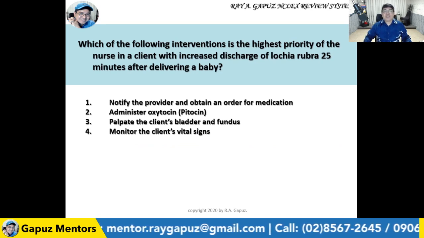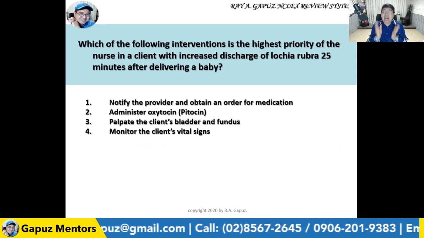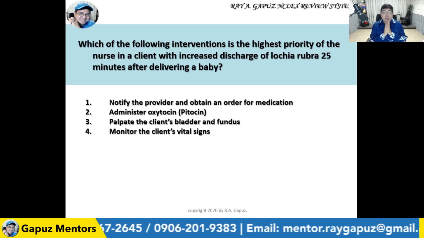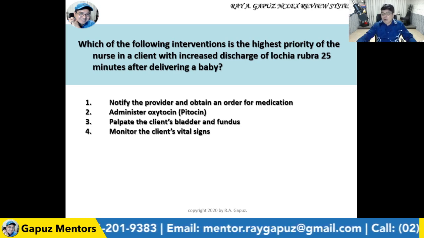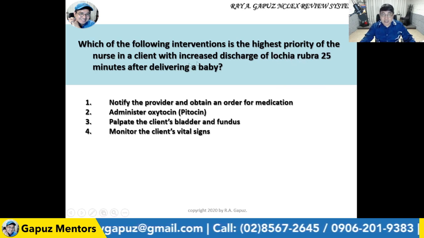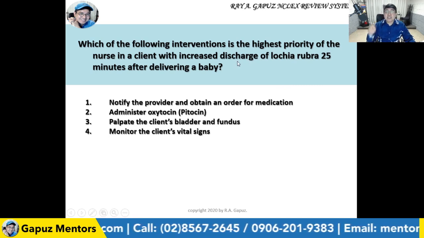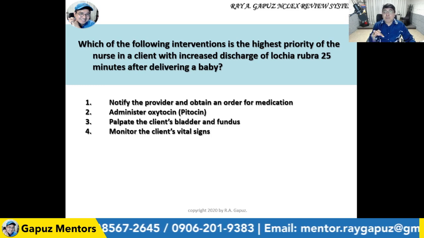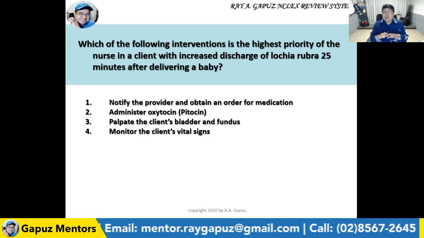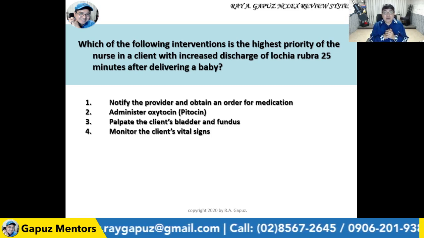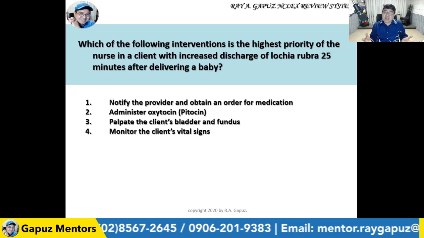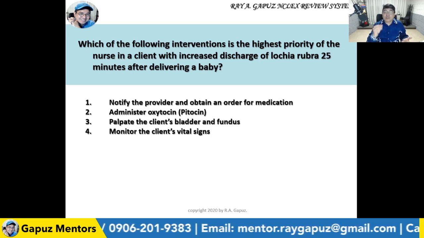So here's another question. Which of the following interventions is the highest priority of the nurse in a client with increased discharge of lochia rubra 25 minutes after delivering a baby? Of course, lochia rubra occurs several days after delivery, and it's the reddish discharge. Here, there's increased discharge. Now, the increase in the discharge could be brought about by what? Could be brought about by the failure of the uterus to contract accordingly after the delivery of the baby and the placenta. And when does that happen? A common cause of that would be a full bladder.